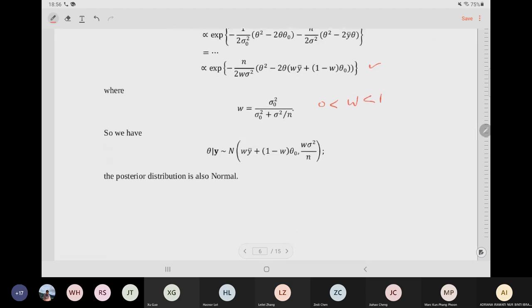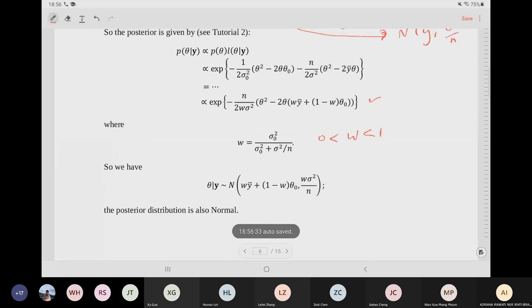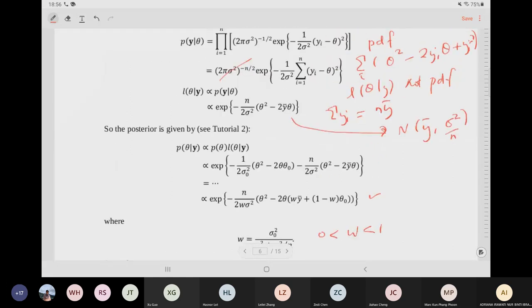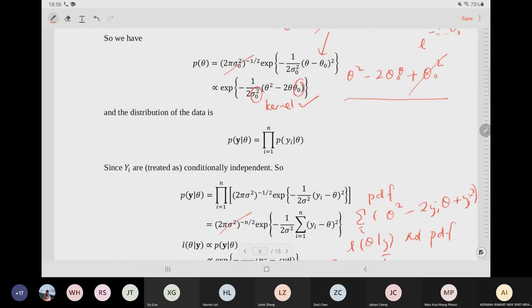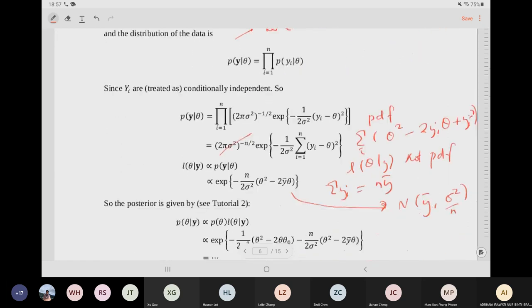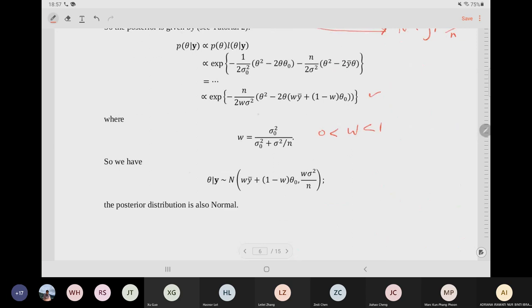If you look at this kernel, again it's a normal kernel. And if you look at the prior, sigma square times theta square minus 2 theta something. Something is your mean, and the 1 over 2 something is your variance. So in this equation, you have theta square over 2 theta something, and this something here is your mean. Then you rewrite it as 1 over 2 W sigma square over n, so this would be your variance.